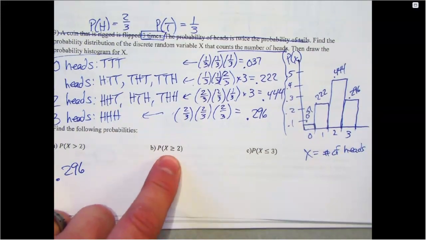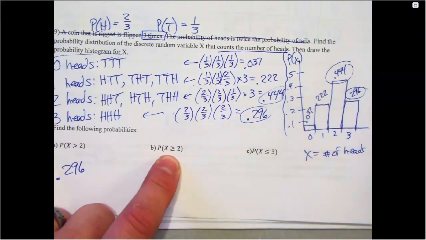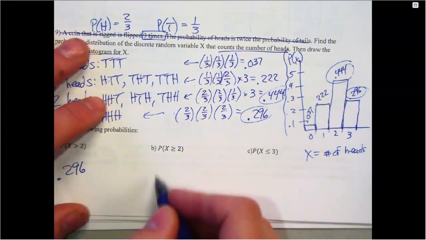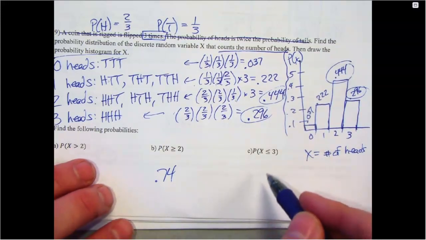X is greater than or equal to 2. Well, now I want to include the 2 and 3. So you either add up these 2 numbers or these 2 numbers. Doesn't really matter where you get them from. That's 0.74. And then x is less than or equal to 3. Well, isn't that like everything? I have to get either 3 heads or less. So what's the answer to that? Everything.